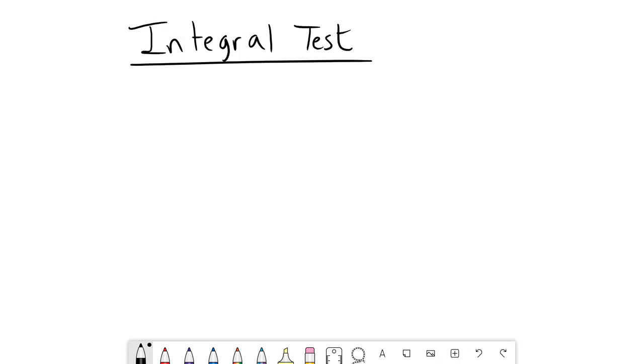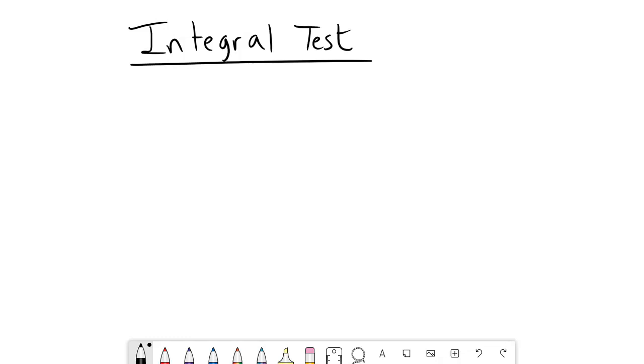Okay, let's start looking at another test. This one's called the integral test. And by its name, you'll see that we're going to actually have to use an integral of some sort. Like all tests, it needs to satisfy some sort of condition, right?